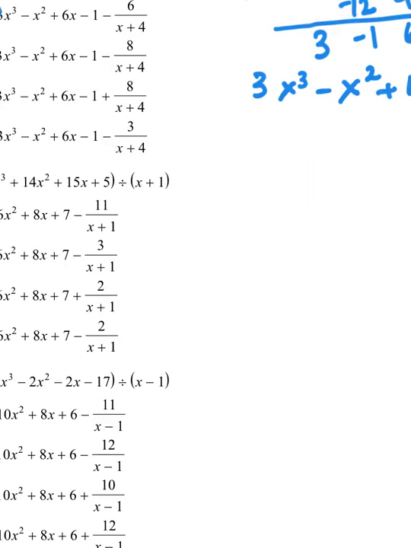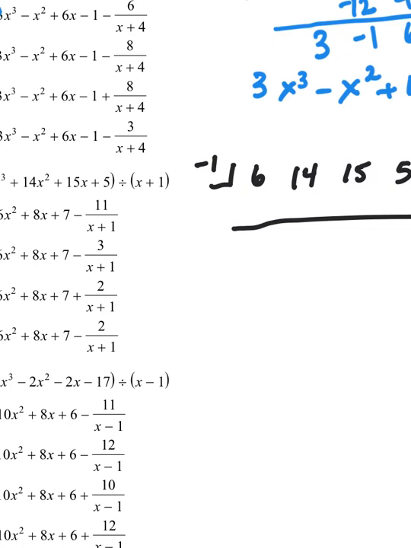So now what we're going to do is divide the two polynomials using synthetic division, and we're going to start by listing the coefficients. So we have 6, 14, 15, and 5. Remember that we have x plus 1, so it's going to be negative 1.